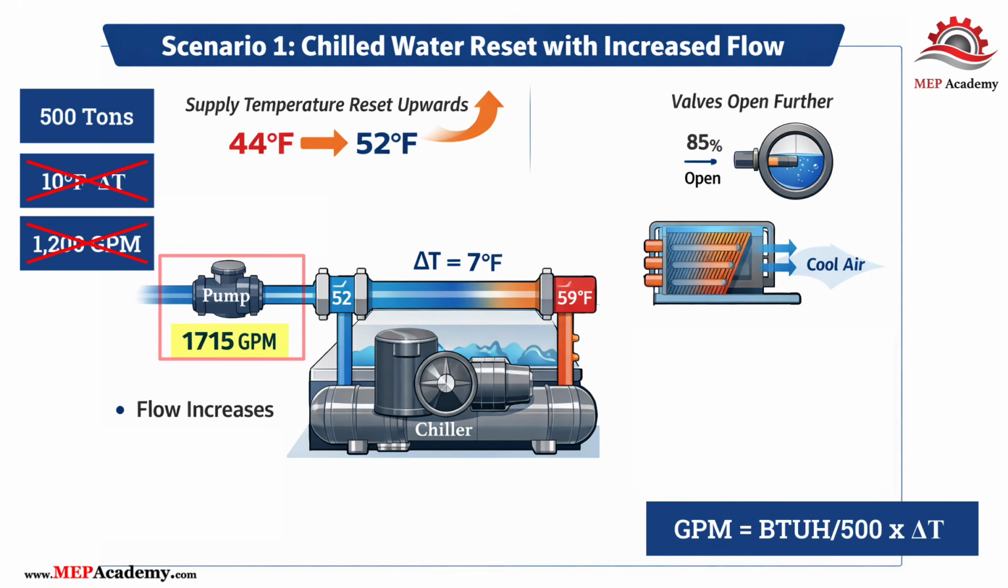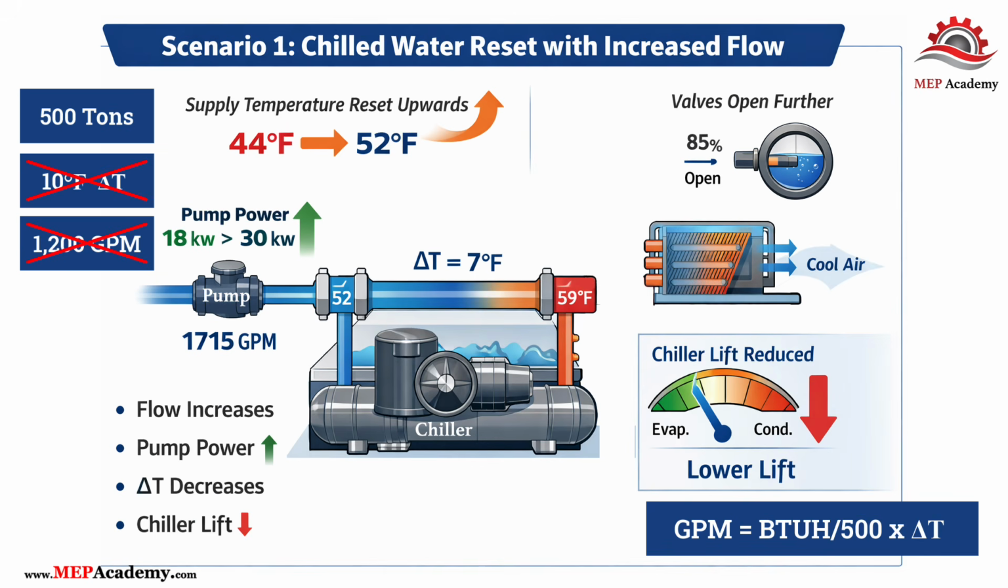Step 5. Pump and chiller impact. Pump energy increases due to higher flow. At the same time, the chiller sees warmer entering water, which reduces lift and can improve compressor efficiency. Energy is not eliminated. It is redistributed within the system. Key observation. Resetting chilled water temperature preserves capacity by increasing flow. The system trades pumping energy for reduced compressor lift.